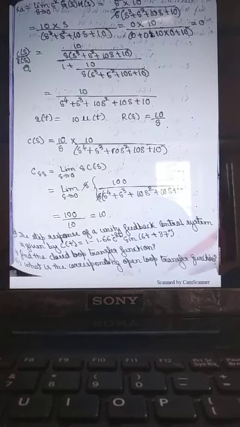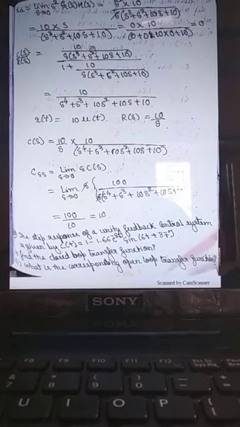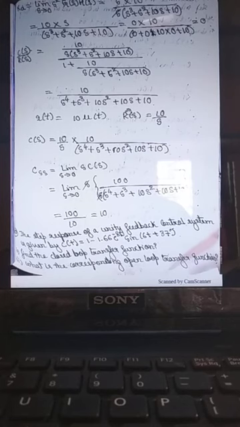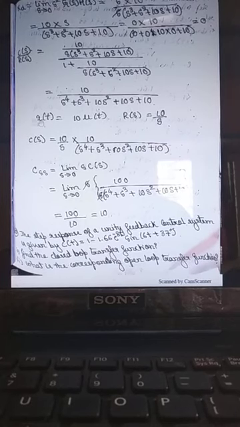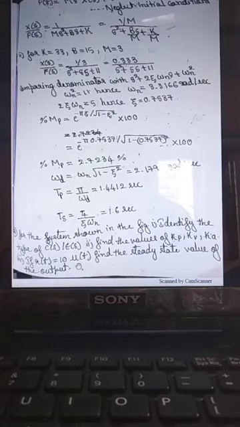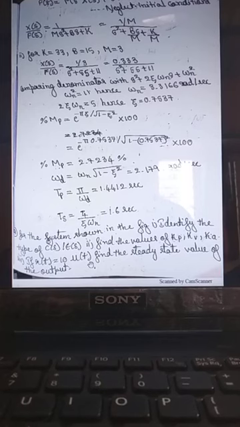C(s)/R(s) is equal to, this is the G(s) value. Now you solve this total. If you solve this, it is G(s) divided by 1 plus G(s)H(s). If you solve, you will get 10 divided by s to the power of 4 plus s to the power of 3 plus 10s square plus 10s plus 10. Now what they have asked, third one, if r(t) is equal to 10 into u(t), then find out the steady state value.